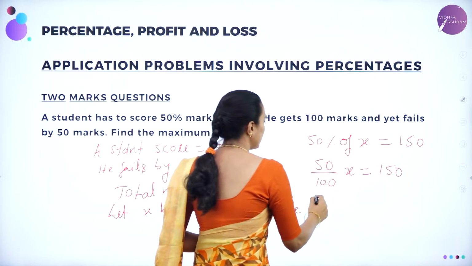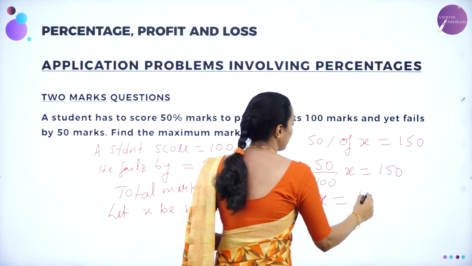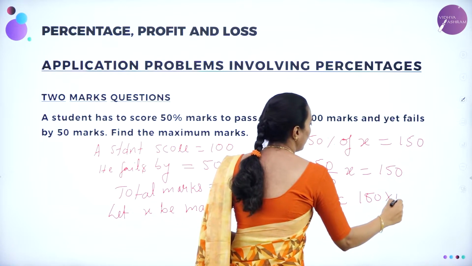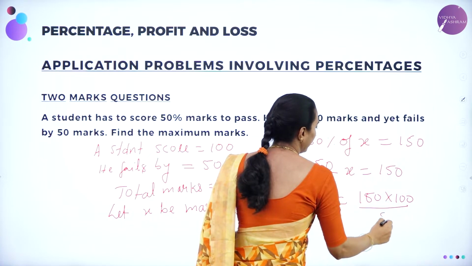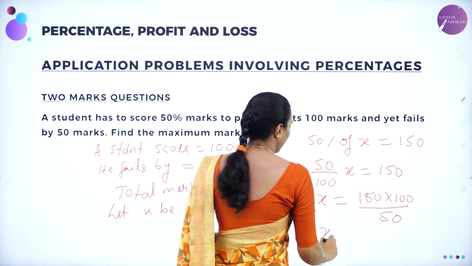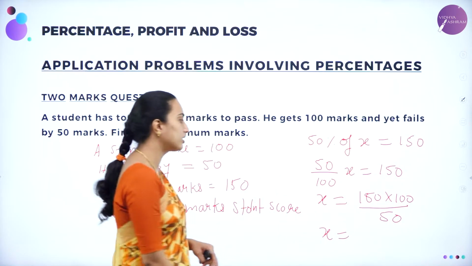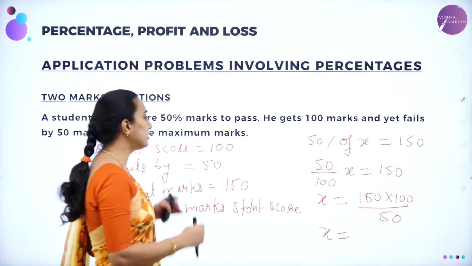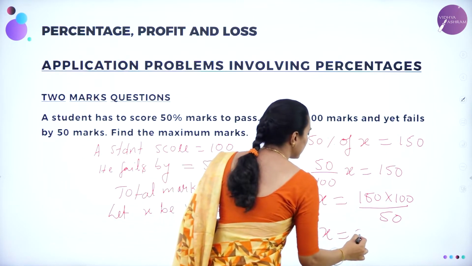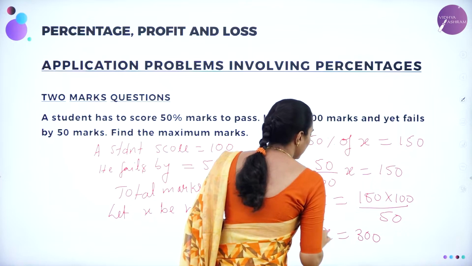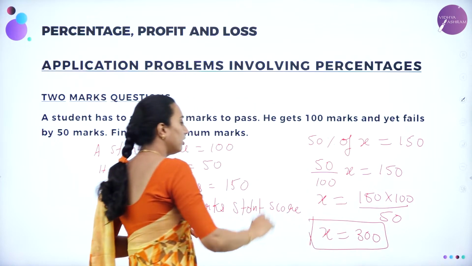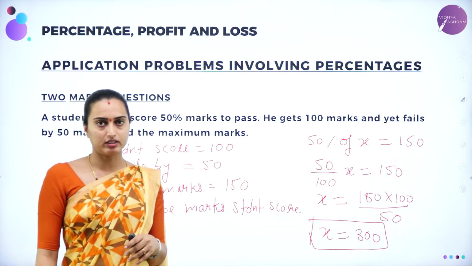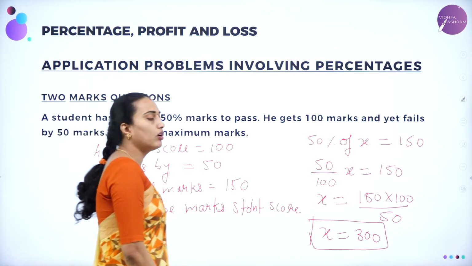Now what will x be? x will be equal to 150 into 100 divided by 50. Therefore, you get the answer for this question: x is equal to 300. So the maximum marks has to be 300. Understood? Okay dears, we'll move on to the next problem.